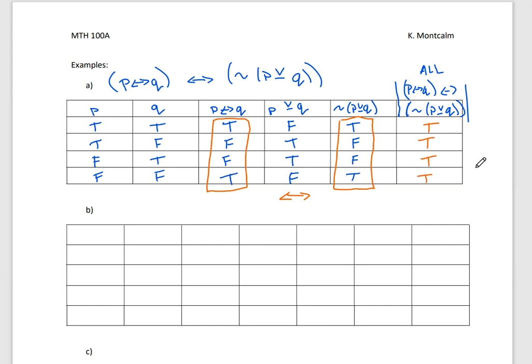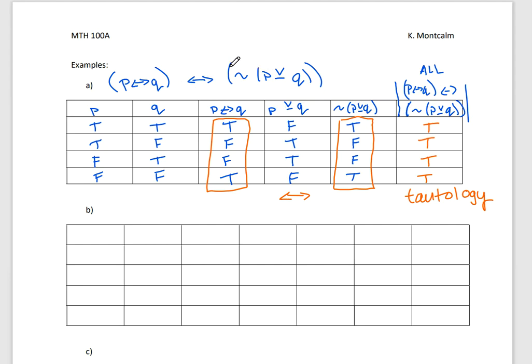And what did we call this type of column? Remember last maybe 1 or 2 lectures ago, what did we call this type of column? It had a specific word, tautology. Right? When my column is all true, it's called a tautology. So when you connect two statements, whether they're simple or compound, with a biconditional, and you get a tautology, it means that those two statements are equivalent.